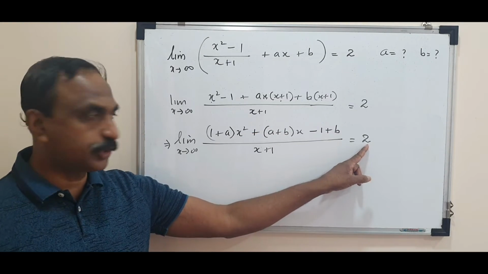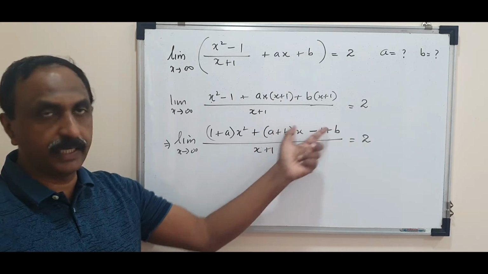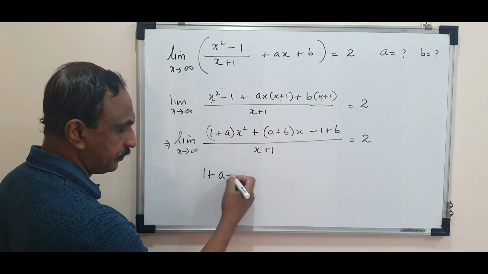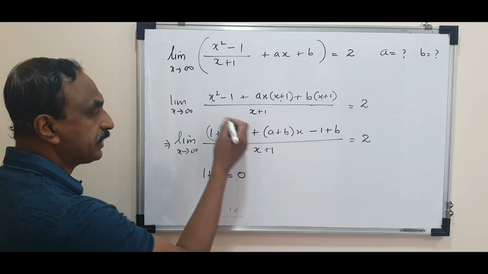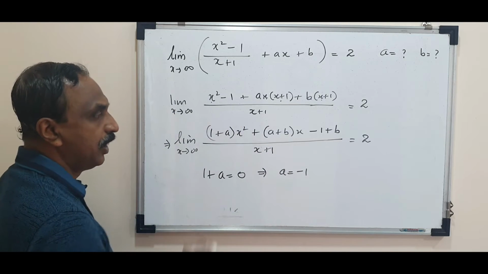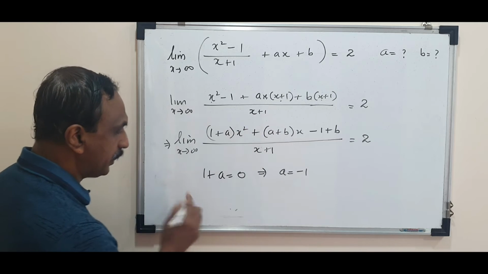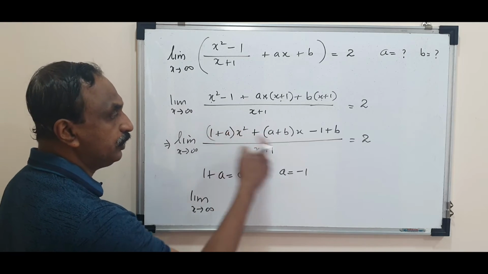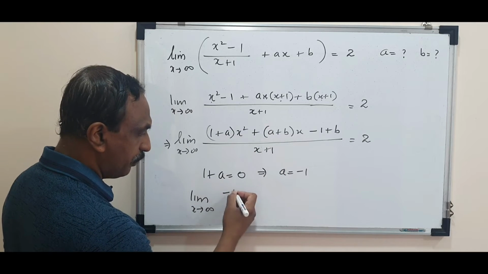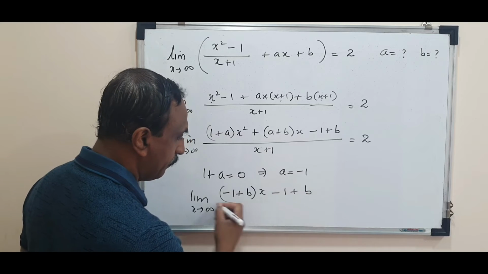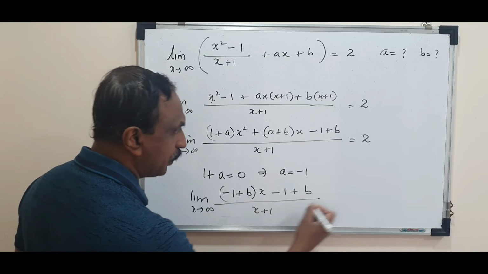Now since the answer is 2, they both should be of the same degree, which means 1 plus a should be 0. So if 1 plus a is 0, that means a's value should be minus 1. Once a's value becomes minus 1, the limit reduces to minus 1 plus b into x minus 1 plus b divided by x plus 1 should be 2.